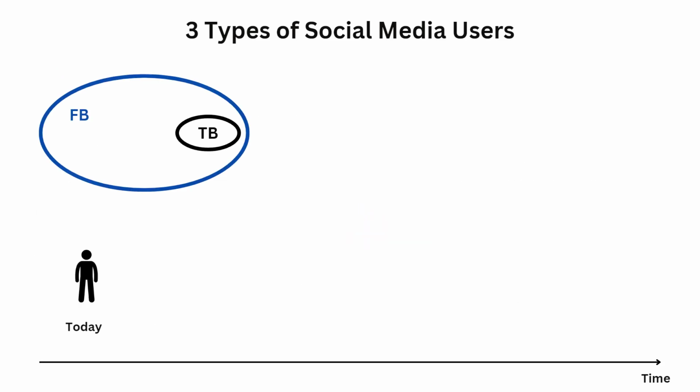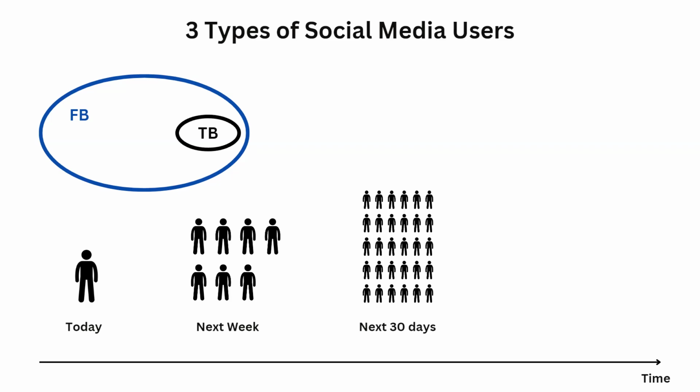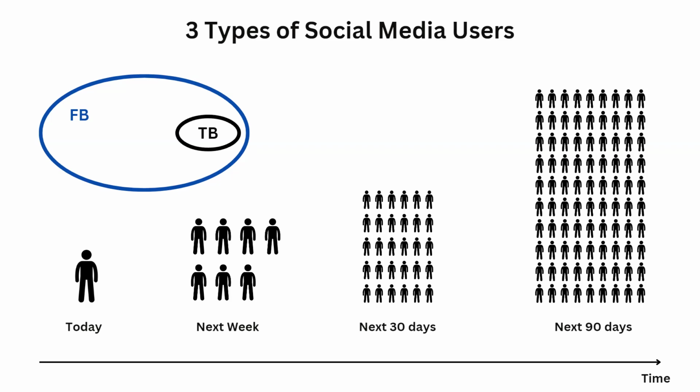FB, future buyers, is a completely different story. Let's take one person who is renovating their home today. There are 7 more who will start next week, 30 more in the next month, and 90 more in the next 90 days. So not only is FB the group with the most money, it's also the group with the least competition, meaning the ads are way cheaper.